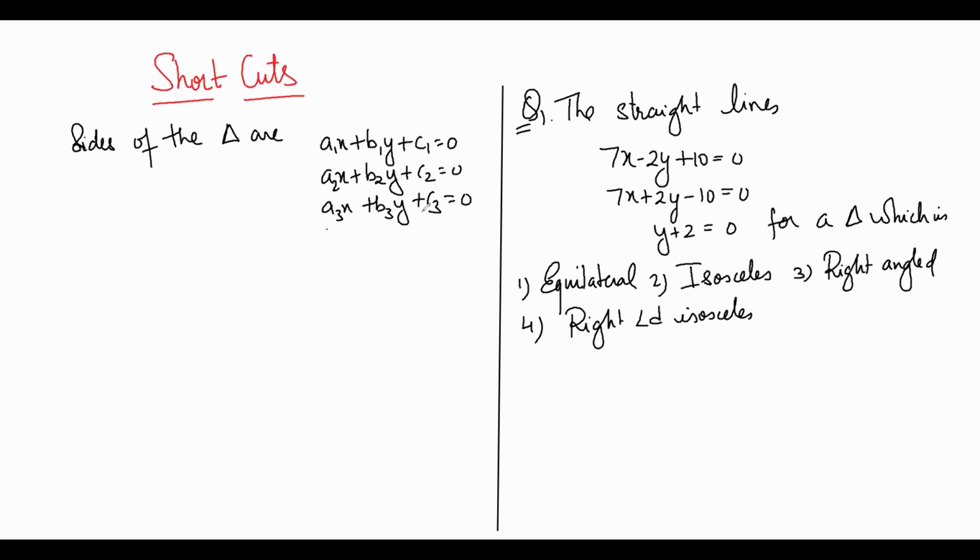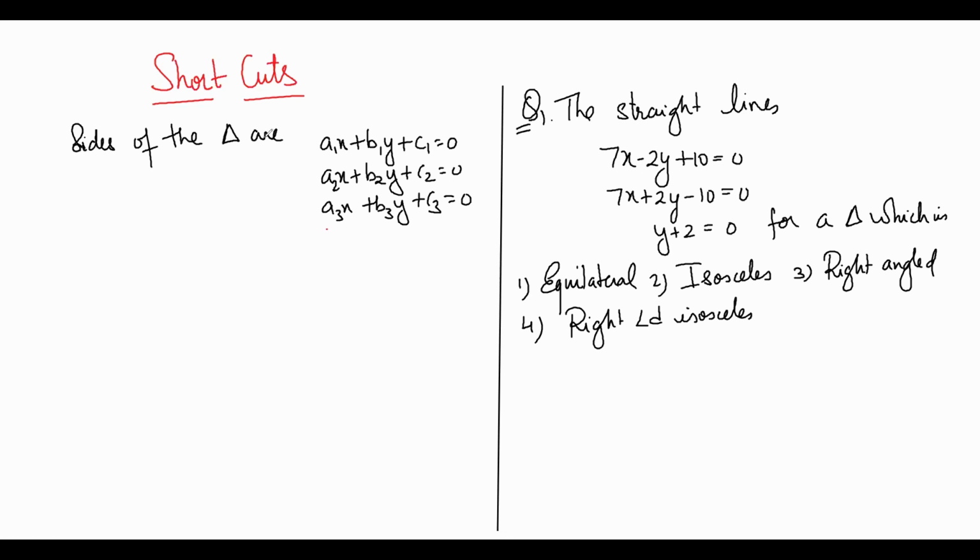And you have to find whether the triangle is an equilateral triangle or an isosceles or a right angled or scalene or right angled isosceles triangle. So what is the conventional method?